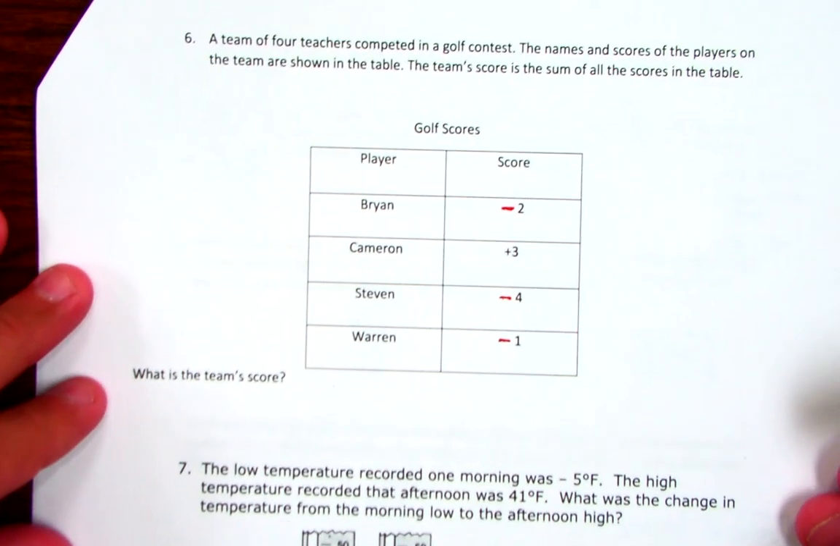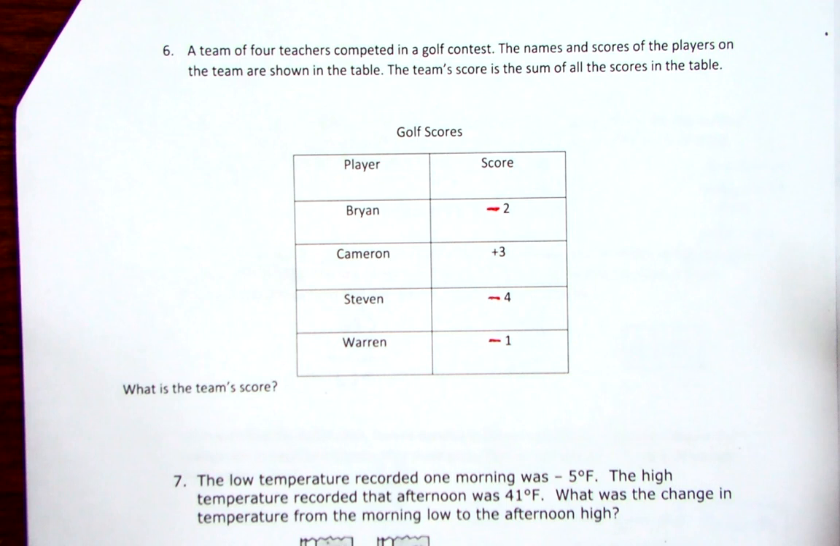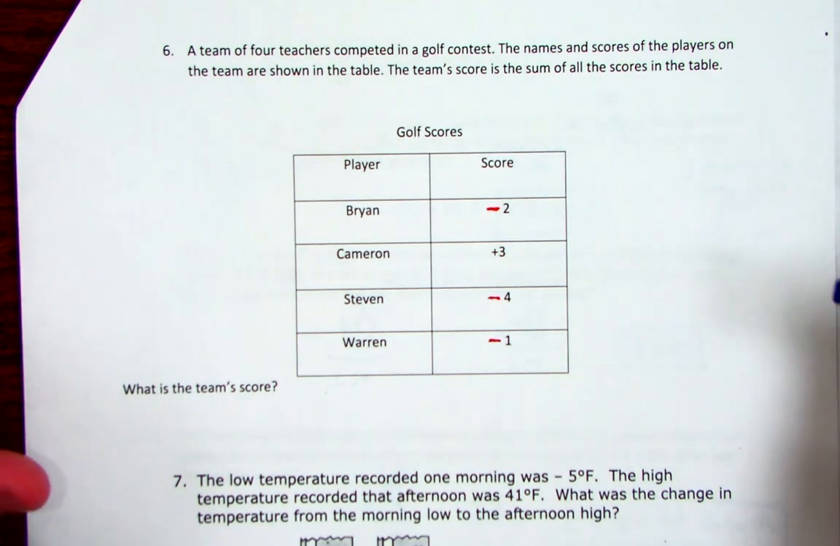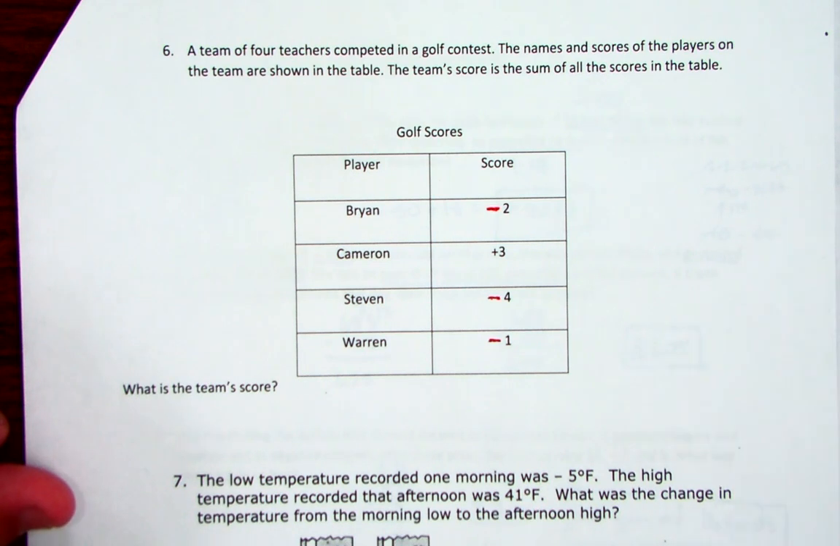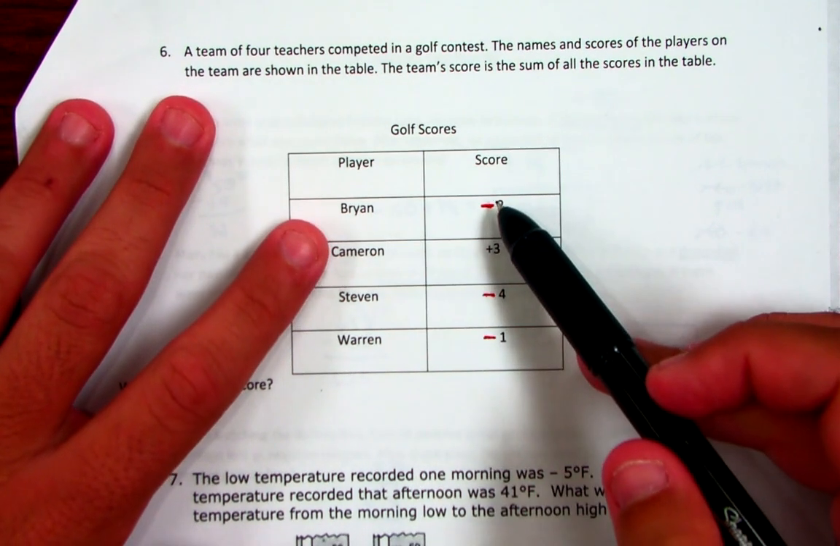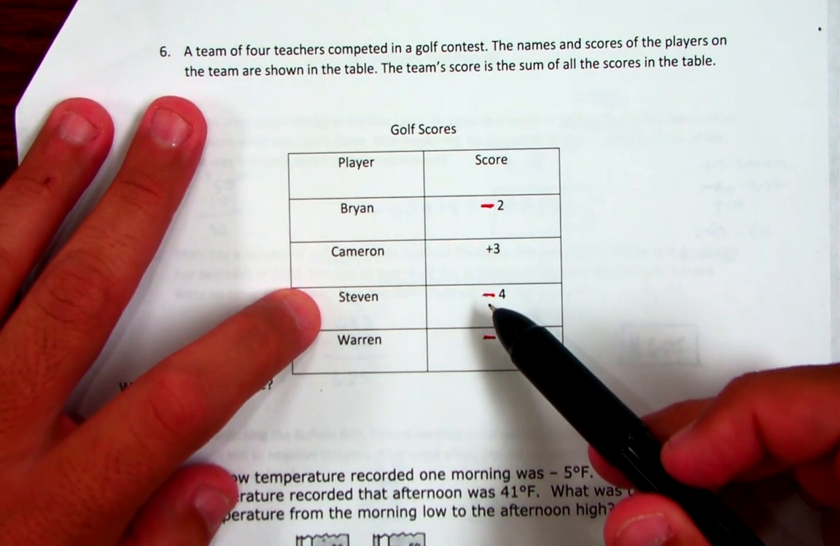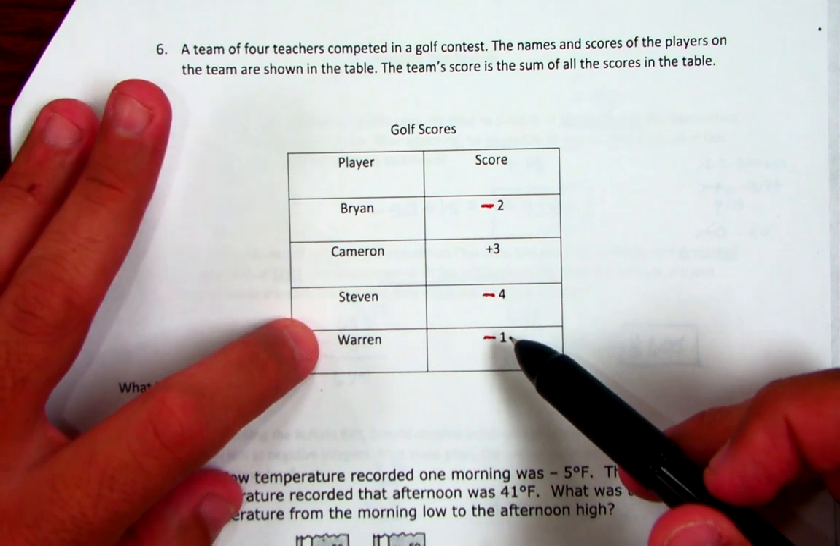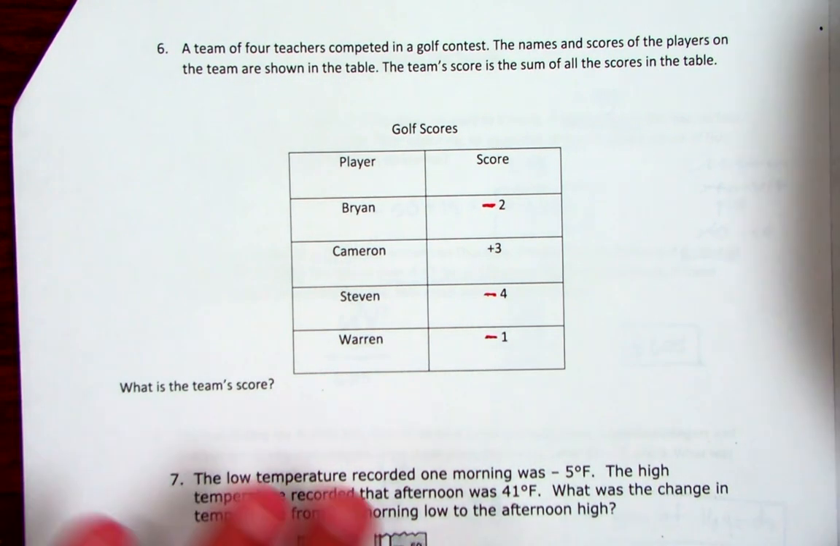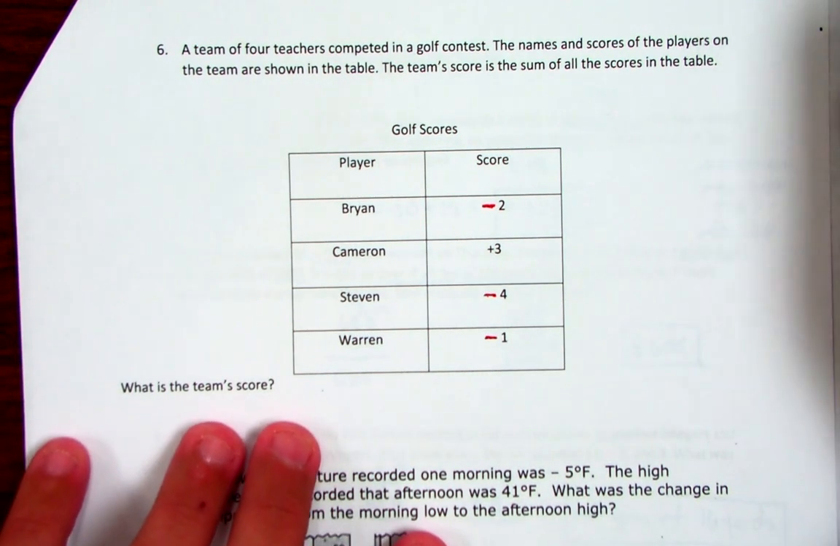A team of 4 teachers competed in a golf contest. The names and scores of the players on the team are shown in the table. The team's score is the sum of all the scores in the table. What is the team's score? So we had Brian shoot a -2. We have Cameron shoot a +3. We have Steven shoot a -4, and Warren shot a -1. Okay? So I'm going to show you 2 ways of doing it.